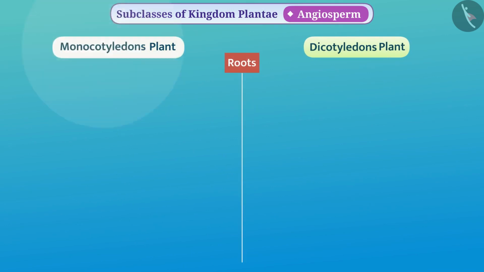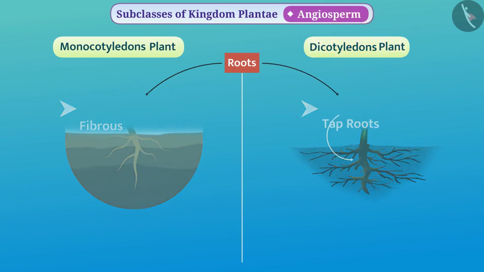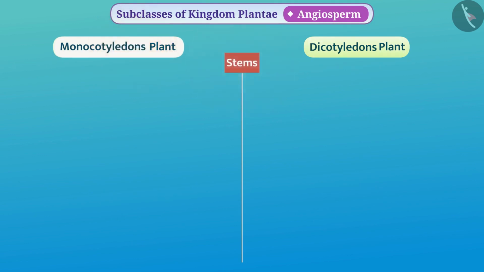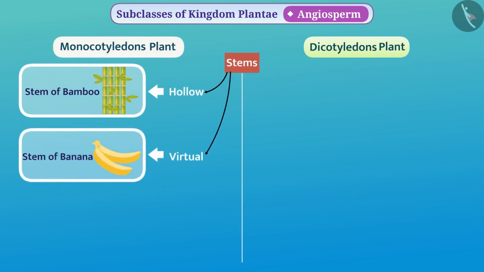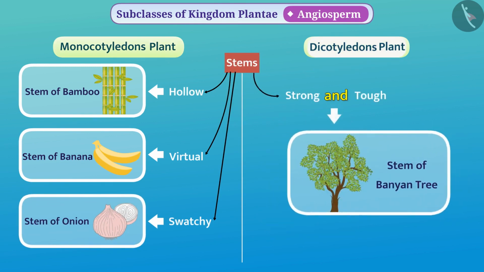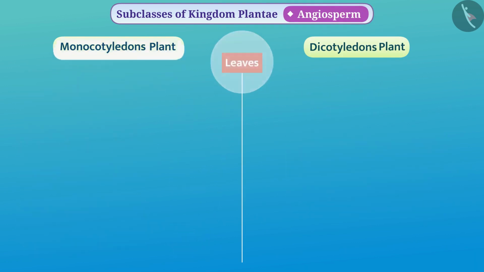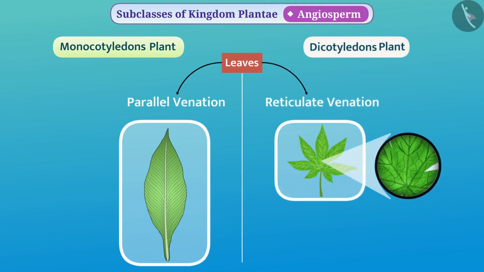Roots in monocot plants are usually fibrous, whereas in dicotyledon plants, there are tap roots. In monocot plants, stems can be hollow, such as bamboo, can be virtual, such as banana, or can be in a swatchy form, such as onion. Whereas, the stem is strong and tough in dicotyledon plants. In case of leaves, the leaves in monocot plants have a parallel venation, while the leaves in dicotyledon plants have a reticulate venation.